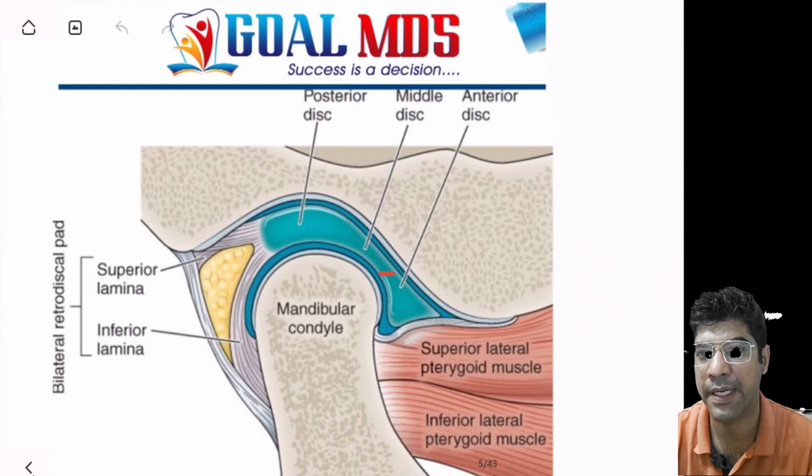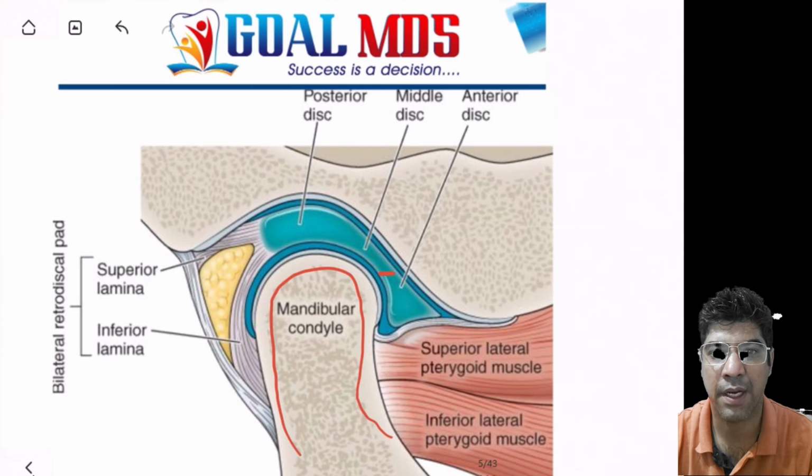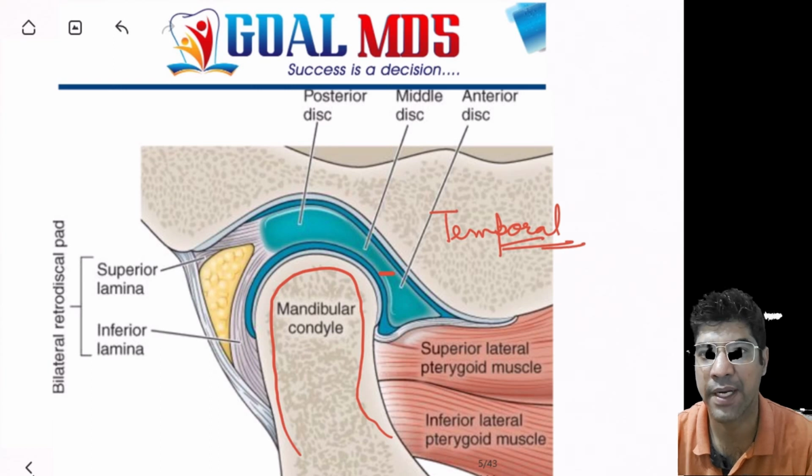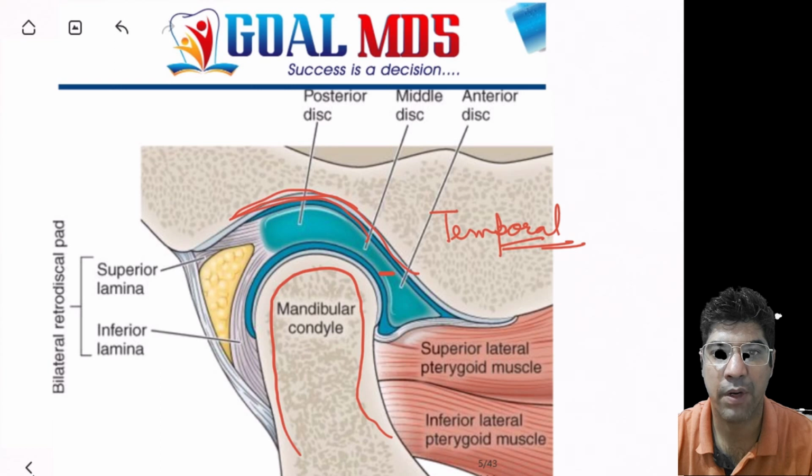The first is the mandibular condyle. It is a rounded protruding part of the lower jawbone that fits into the socket of the skull. The second is the temporal bone. This one is the temporal bone. It is part of the skull and it has a socket known as glenoid fossa, where the mandibular condyle articulates.